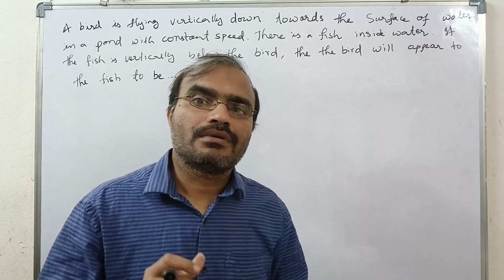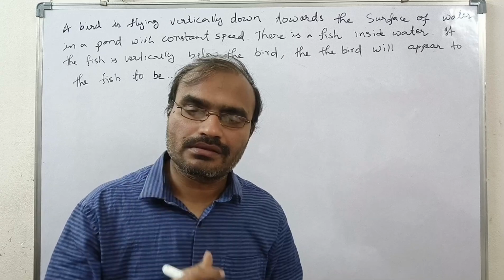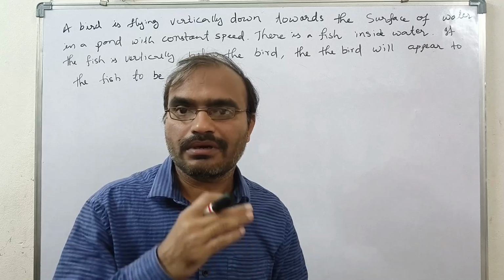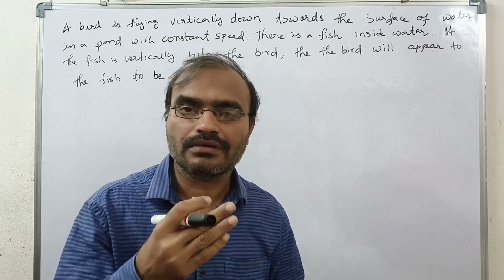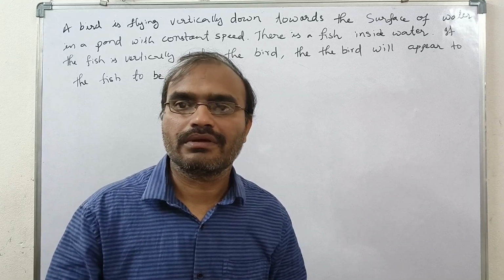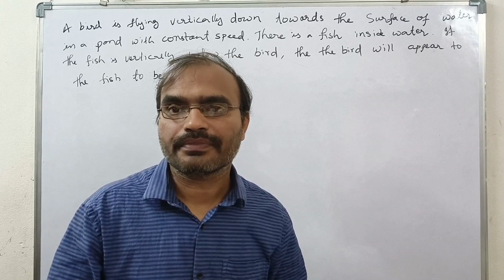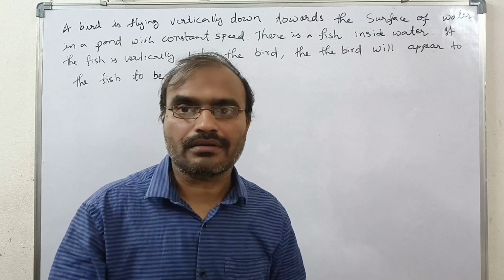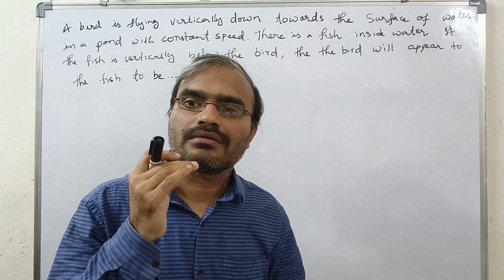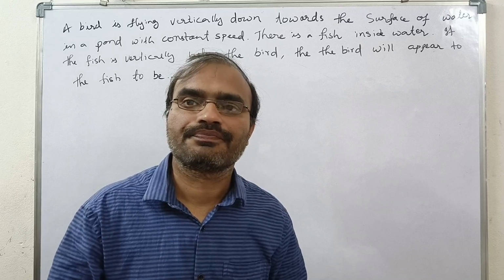Now, how will the bird appear to the fish? Whether it is farther away or nearer. Whether it appears for the fish that the bird is moving faster or slower than the actual speed. These are the questions given in the textbook in the problem. We can add one more. When the bird is at a certain point, will it appear smaller than the actual size or larger than the actual size? We can add this one more question to this, right?